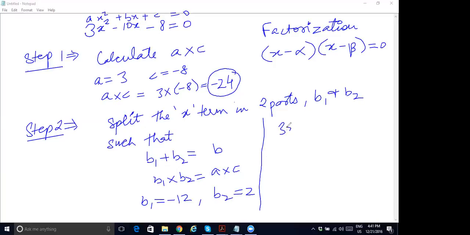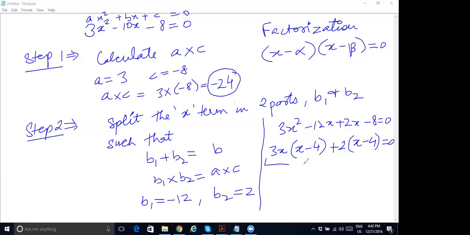So we get 3x square minus 12x plus 2x minus 8 equals to 0. Now, next step is to take common. So here we can take 3x common. So we will get x minus 4. And in the next two terms, we can take 2 common. We will again get x minus 4.